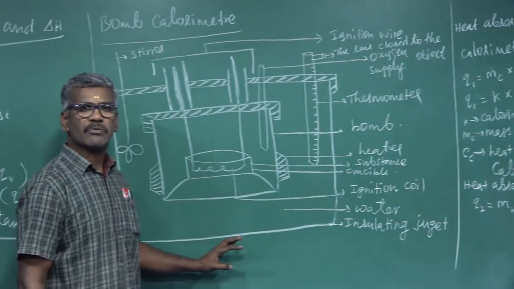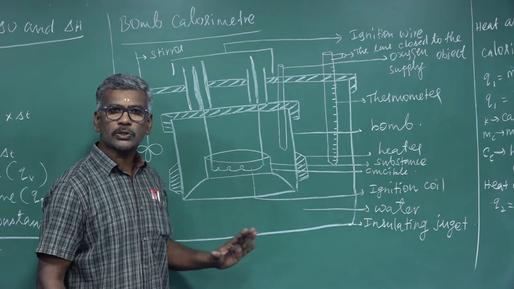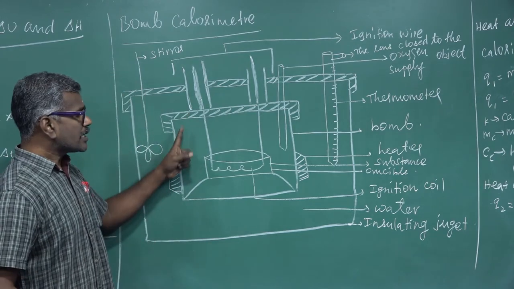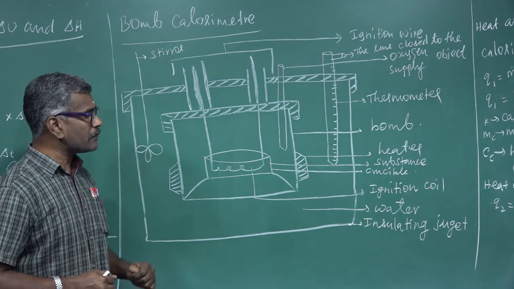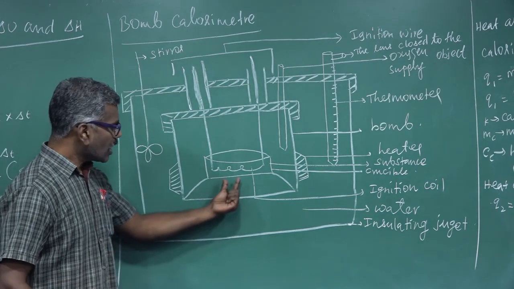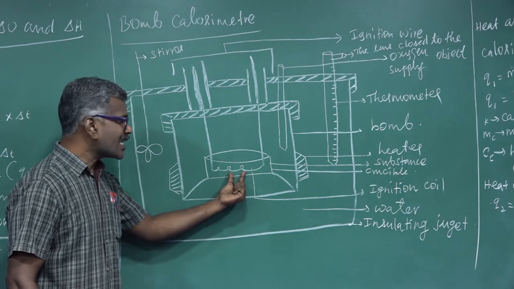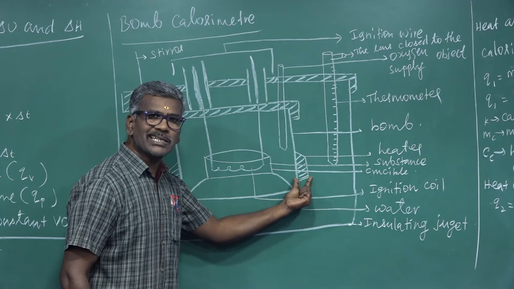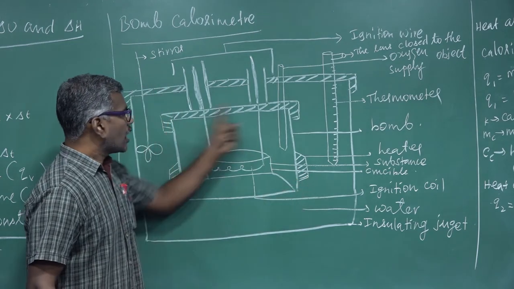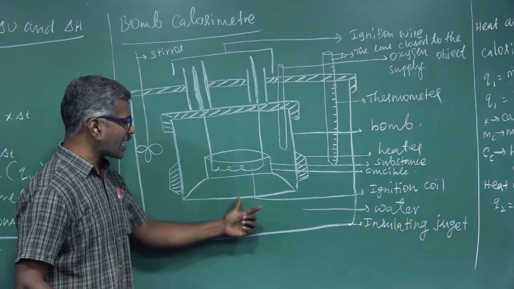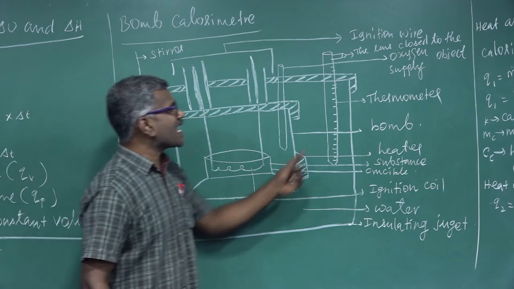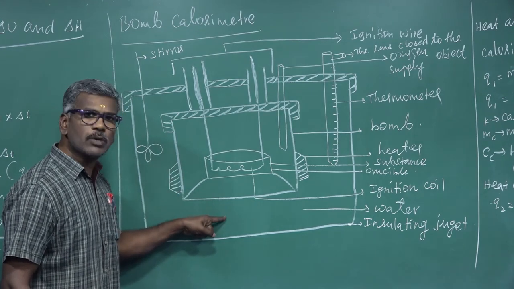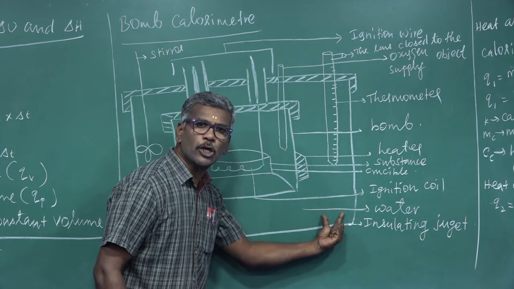This diagram is very important. It is used to determine the amount of heat released in the combustion reaction. This diagram is explained one by one. Point number one: the weighed amount of the substance is taken in the crucible made of platinum and connected with the electric heater. Second point, the bomb is tightly packed and pressurized with excess oxygen. Next point, the bomb is immersed in water inside the volume of the calorimeter.